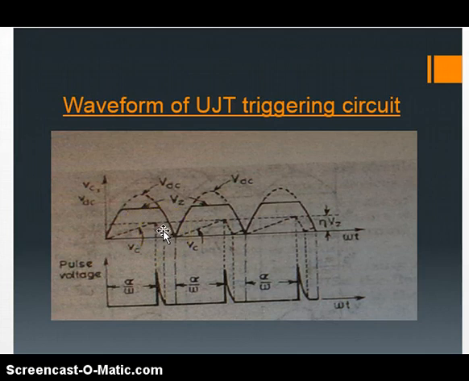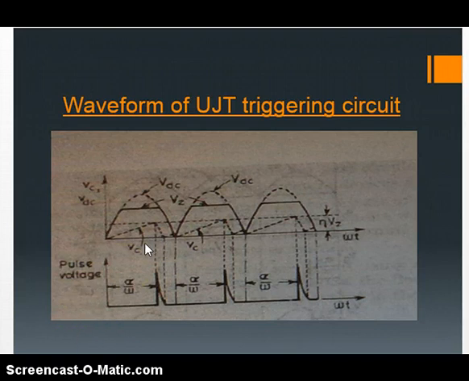And here the charging rate of the capacitor can be varied by using the variable resistor DRB, which is connected in series with the capacitor. If the resistor value is more, then the charging time of the capacitor will be more. Therefore, the alpha value also increases.